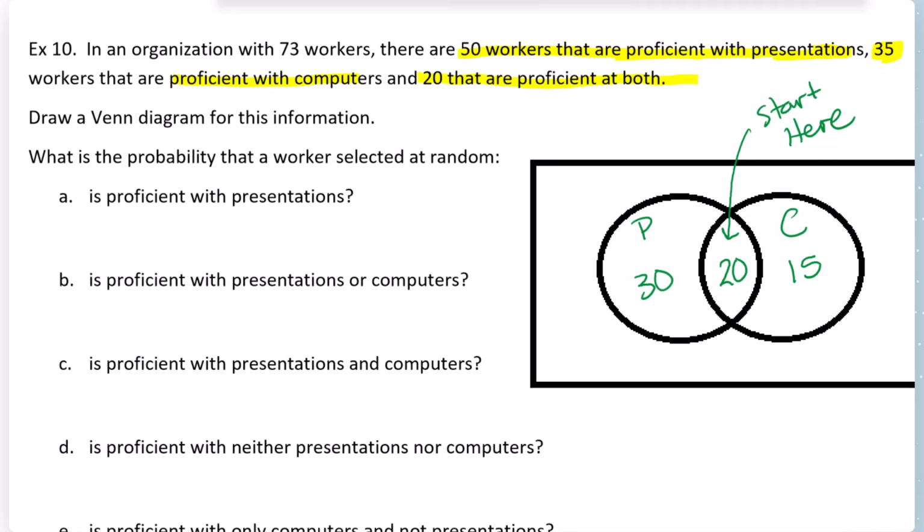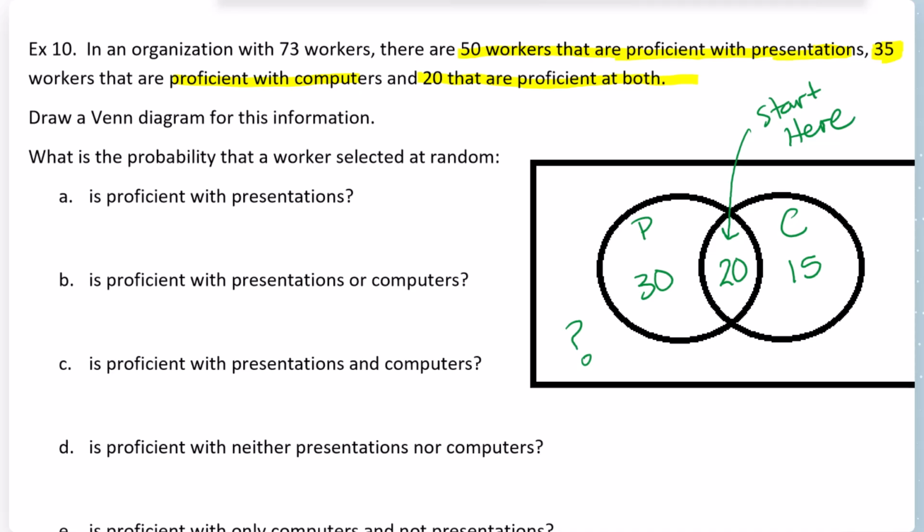Adding the 30 and 20, we get 50 proficient with presentations. All right. But if you'll notice on our Venn diagram, there is one section we haven't filled in yet. How many are not proficient with presentations nor with computers?